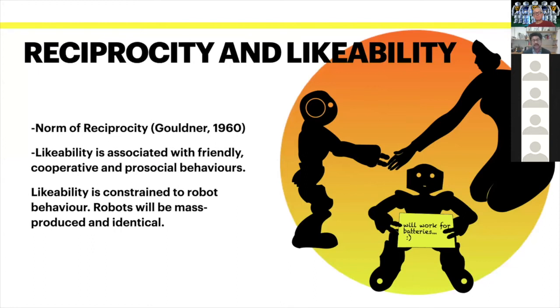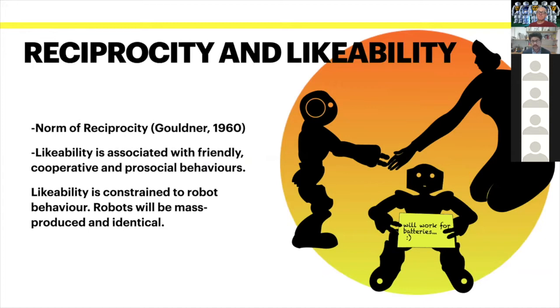In behavioral terms, in robots, reciprocity and likability will be very important factors to consider once we design the behavior and the AI required to interact in social domains with humans. For reciprocity, we have the norm of reciprocity as the main definition supporting this work, proposed by Gouldner in 1960, which is very well known in all cultures. It's very common in all religions, and it's pretty much what you do to me, I will do to you, for good or for bad. Likability is a little bit more difficult to define. It's a very complex variable that is associated with friendly, cooperative, and pro-social behaviors.